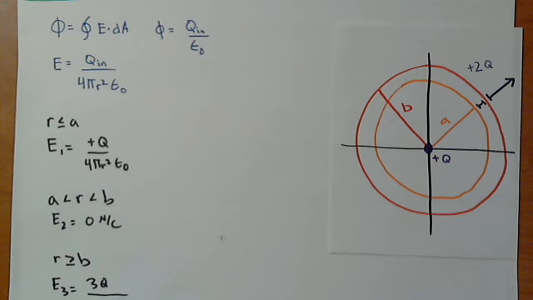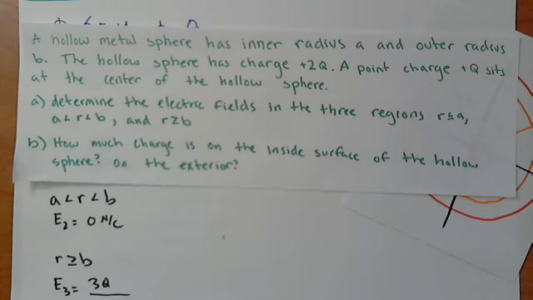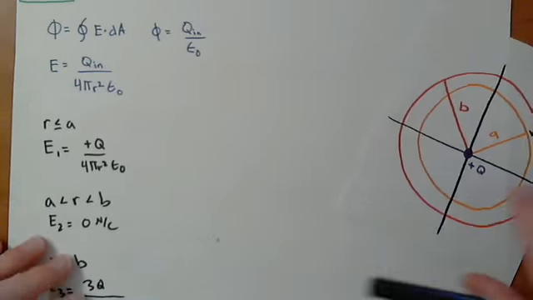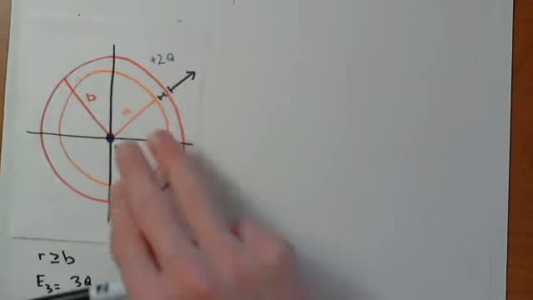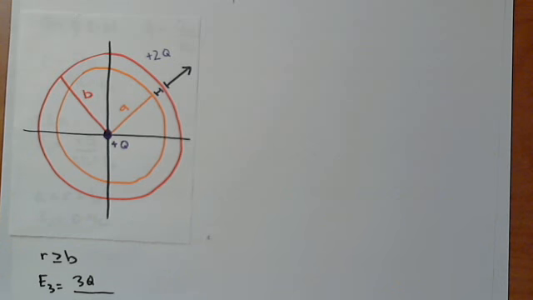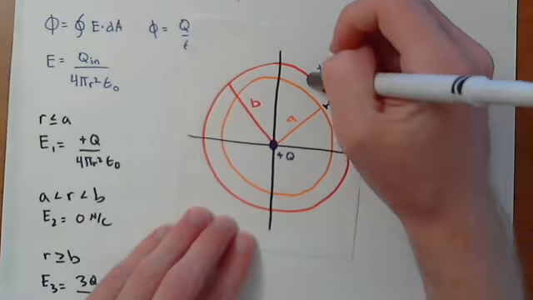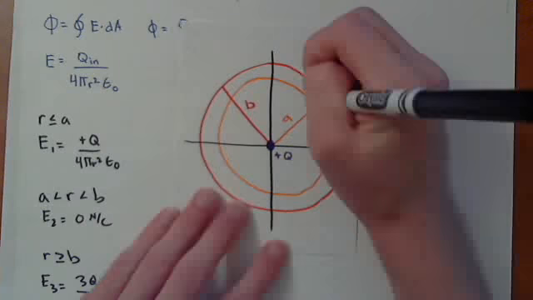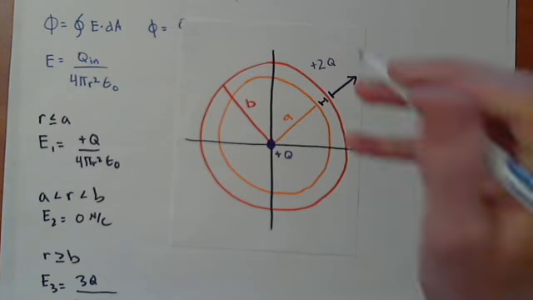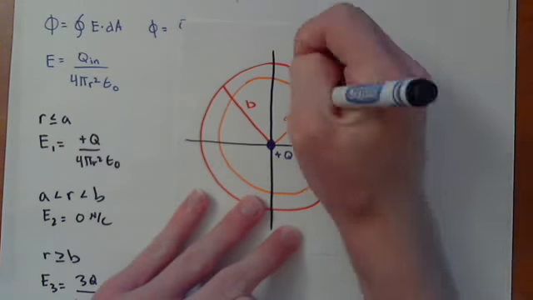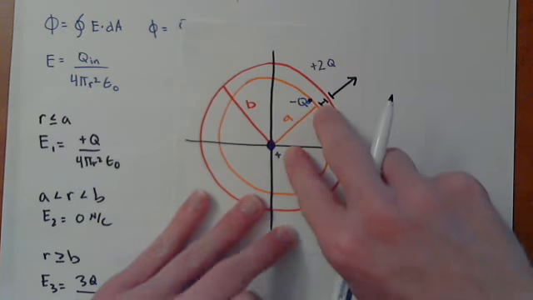So now we're moving on to part B of the question, which was how much charge is on the inside surface of the hollow sphere and on the exterior. Well, we know that the net charge on the interior of the sphere is 0 from this equation. And so in order for a point right here to be 0, this would have to be negative Q in order for these two to cancel out.